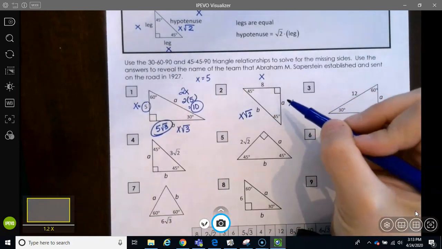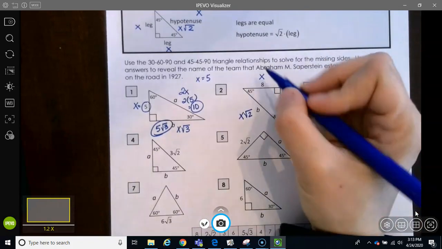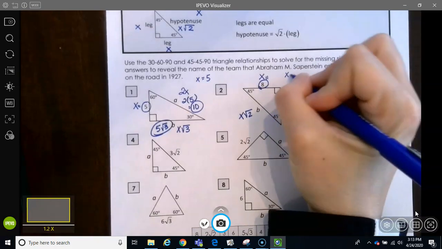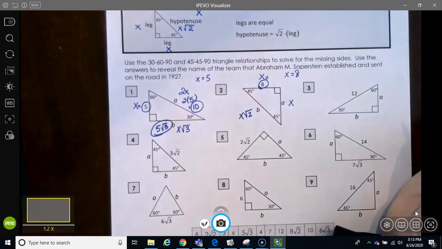The side that we actually know is this side, which is 8. We set it equal to its representation. So we got x equals 8. Again, x was by itself, so I didn't have to do anything to get it by itself. But if you do run into problems where you have to solve for x, make sure you follow the notes that we did earlier to make sure you know how to properly do that.